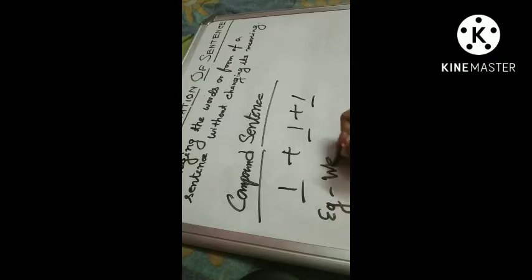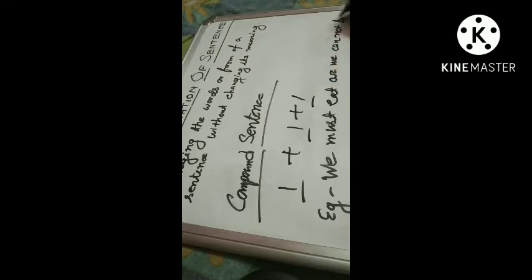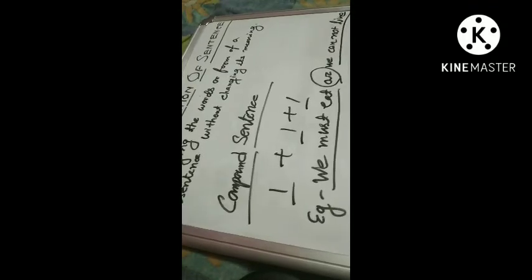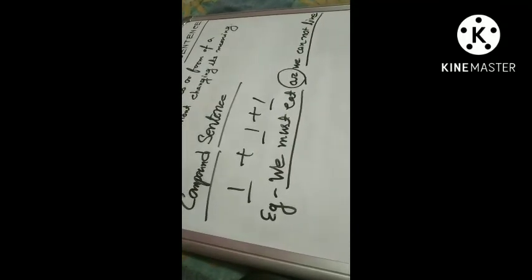Suppose, we must eat, or we cannot leave. See, we must eat is an independent sentence. We cannot leave is an independent sentence. And or is the conjunction which joins these two sentences. So it is a compound sentence. Okay, so that is a compound sentence.